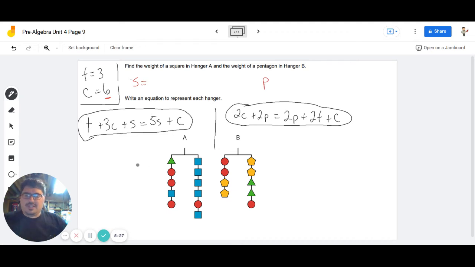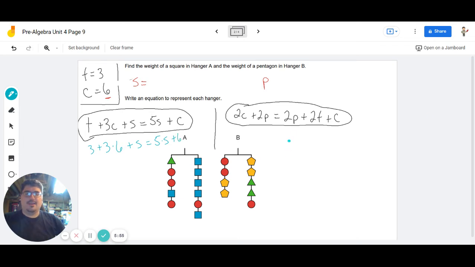Now we can notice some things here. We're told at the top of the page T equals 3 and C equals 6. So let's do all of that plugging in. Let's do that substitution. Okay. So T is 3, so 3 plus 3 times 6 plus S equals 5 times S plus 6.